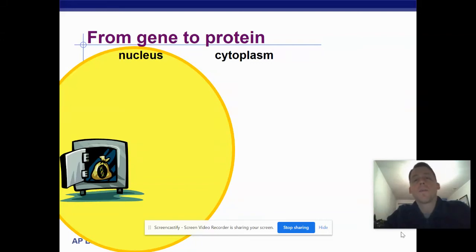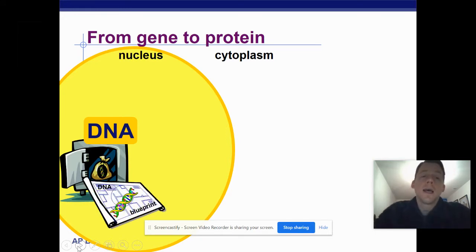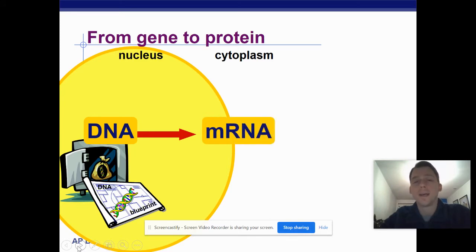Hi everyone, welcome back. Now that we've gone over transcription and RNA processing, we're going to spend today talking about translation. Just as a review, we have DNA, right? DNA is found in the nucleus, that's where it's protected, because DNA is the blueprint, and we only have the DNA that's in the nucleus. So to protect it, we make RNA.